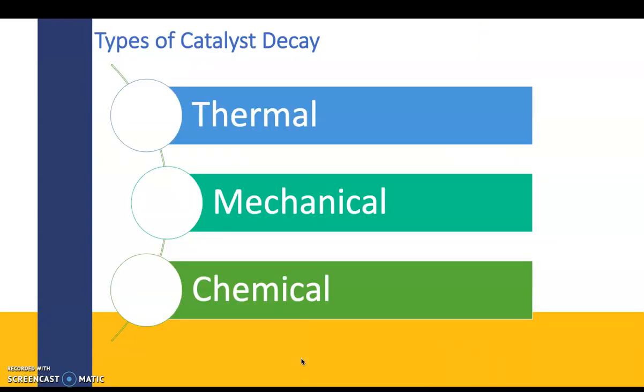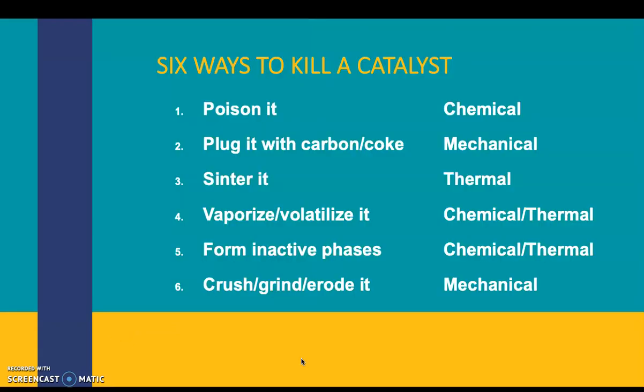Okay, this is the types of catalyst decay, whether it is caused by thermal, mechanical or chemical. So these are 6 ways to kill your catalyst, and the consequence of this is catalyst decay. So the first one is by poisoning. This is what we call chemical deactivation.